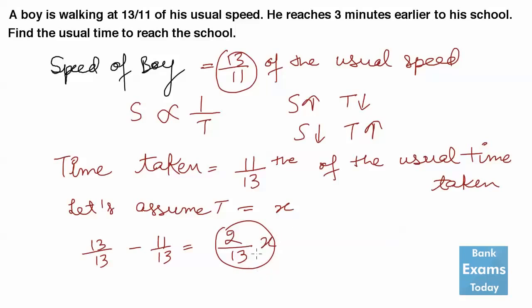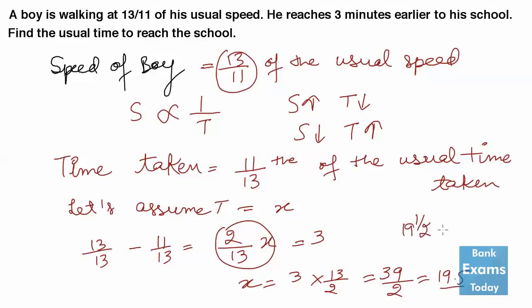And what is the value of 2/13 x? That is 3 minutes. So x is equal to 3 multiplied by 13/2. So it becomes 39 divided by 2. So it is 19.5 or 19 and a half minutes. So 19 and a half minutes is the usual time to reach the school, and that's our answer.